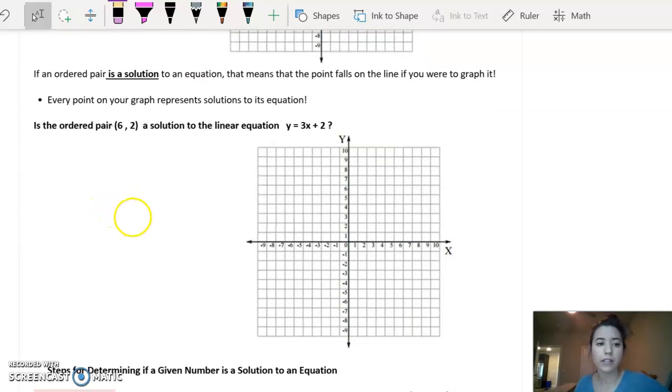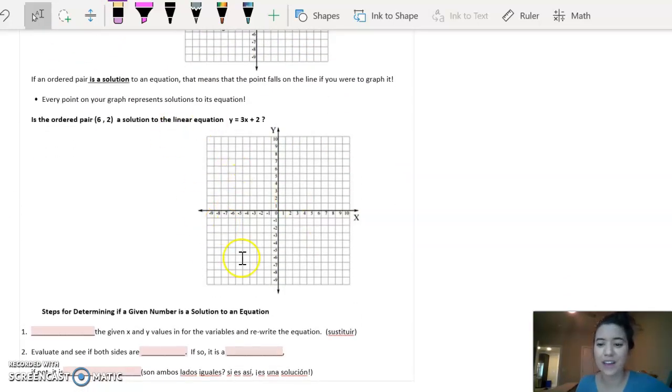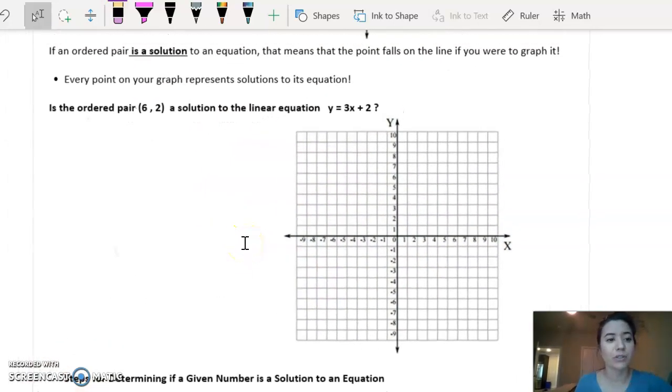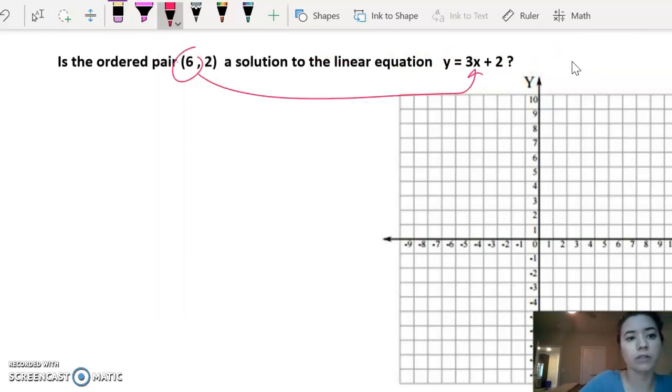Now I have another example here, and you might be able to guess this one is an example of a non-solution. Same thing, I want to know, is the ordered pair (6, 2) a solution to the linear equation y equals 3x plus 2? I want to know if this point falls on this line. Does this point make this equation true? Just like above, I'm going to plug in the x where my x goes, and the y value where my y goes.